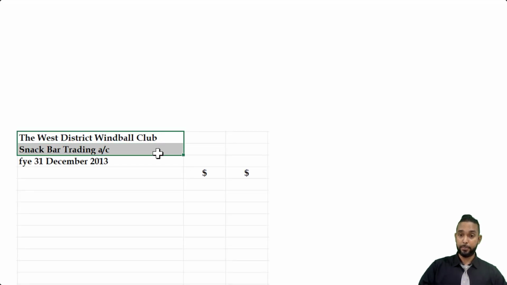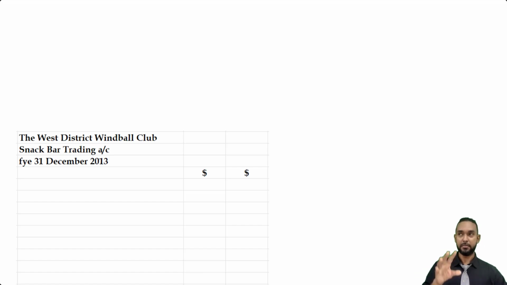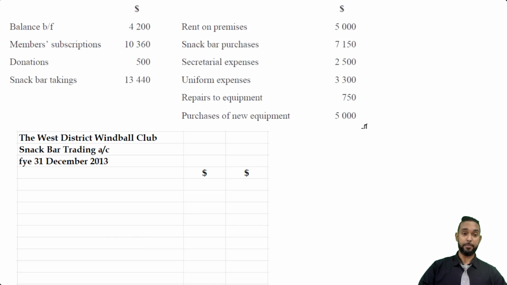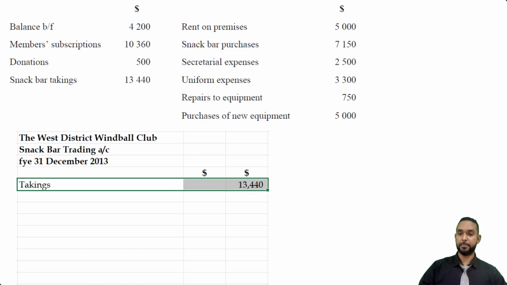So it is headed up properly: the name of the entity, the name of the statement, the period to which it applies. If you're wondering what FYE means, that's for the year ended. Okay, so what goes inside of here? Again, it's a trading account. So think about your trading account from your regular income statements. Sales is the first thing. So if we go across to the receipts and payments account, you're going to see snack bar takings. Remember I said takings was a synonym for sales? So that 13,440 is the first item that's going to be put inside of our snack bar trading account.